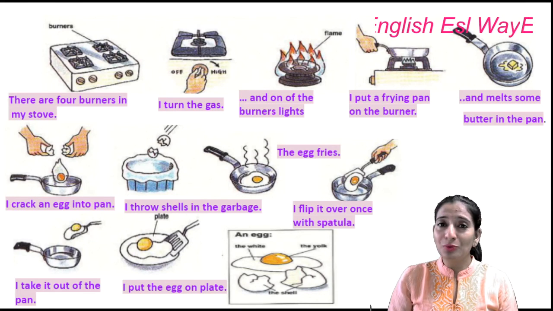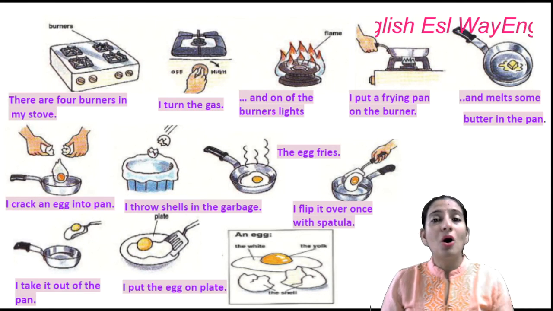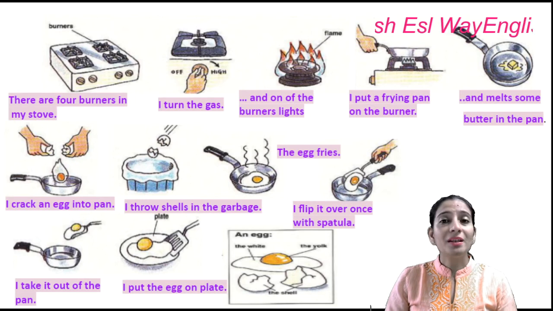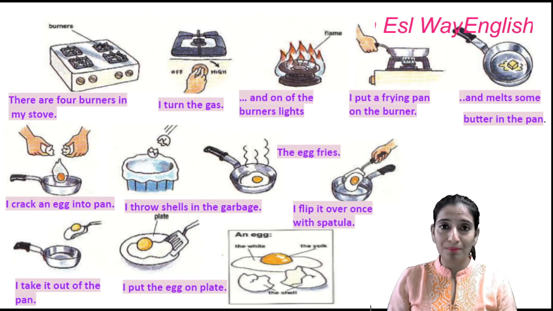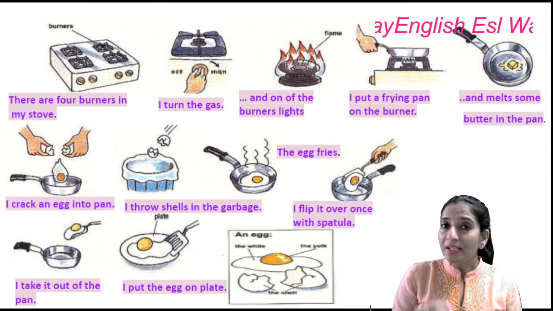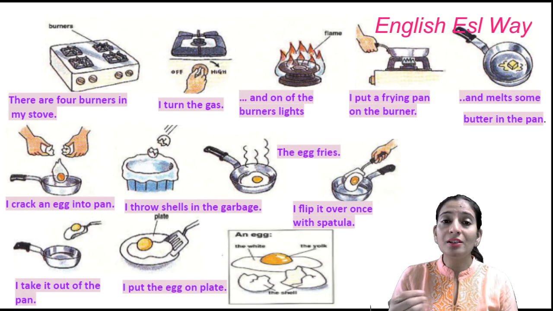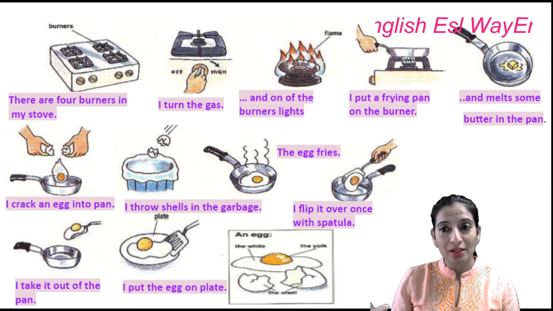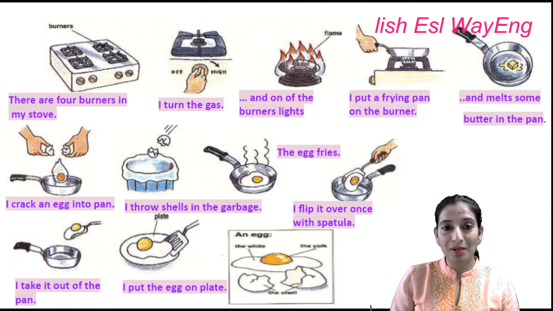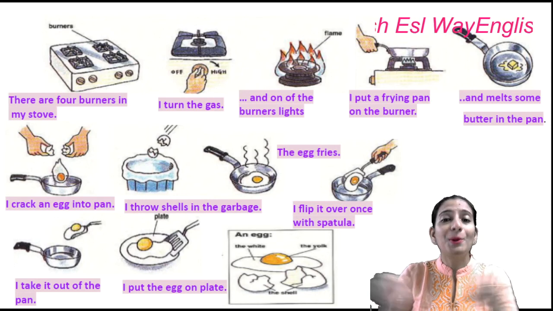Then I put a frying pan on my burner, and then I melt some butter in the pan. So what is melting? Melting means to heat up something until it changes from solid to liquid. So you can see how we are melting the butter. And then I crack an egg.